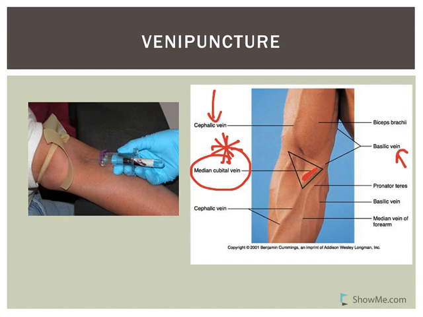If you look at the basilic vein, they don't like to have to draw from the basilic vein because it's a little close to the median nerve and the brachial artery, and it's very difficult to anchor, so it's going to be a little more uncomfortable for the patient.